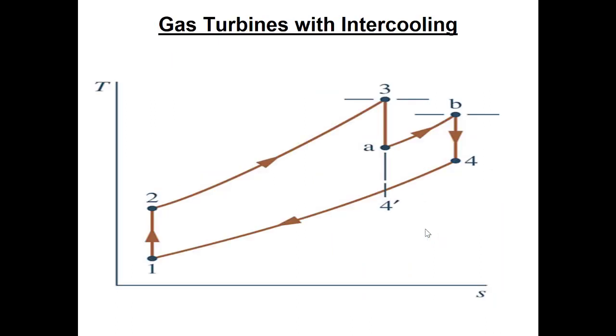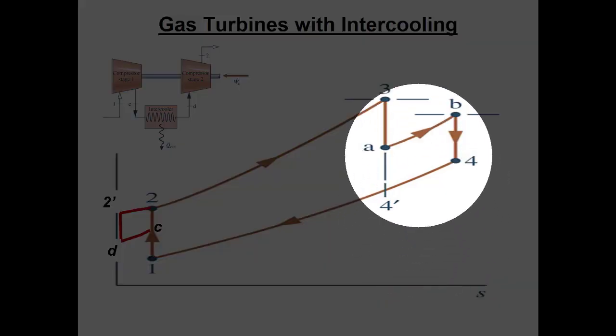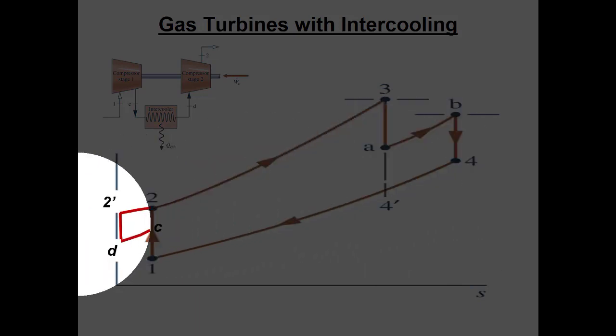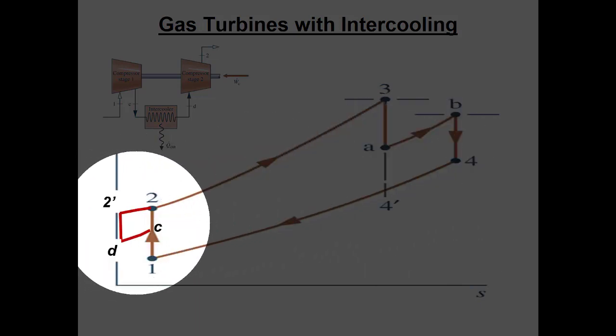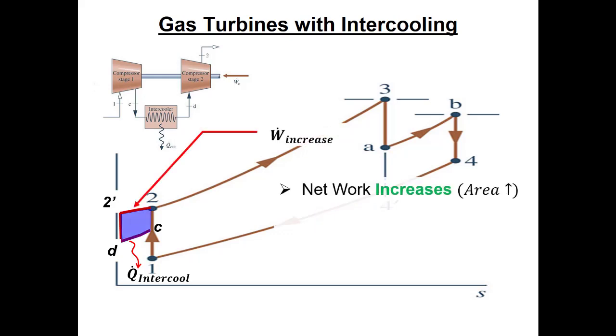So I couldn't find a picture of this in the textbook, so I drew this little bleb by myself over here, where reheat adds this area to our network. Intercooling adds area to our network by reducing the amount of power that we put in. So here we're cooling between state C and state D, and that lets us get up to the pressure that we want with less power. Right? So our network increase happens because we're adding this little bleb on the left over here.